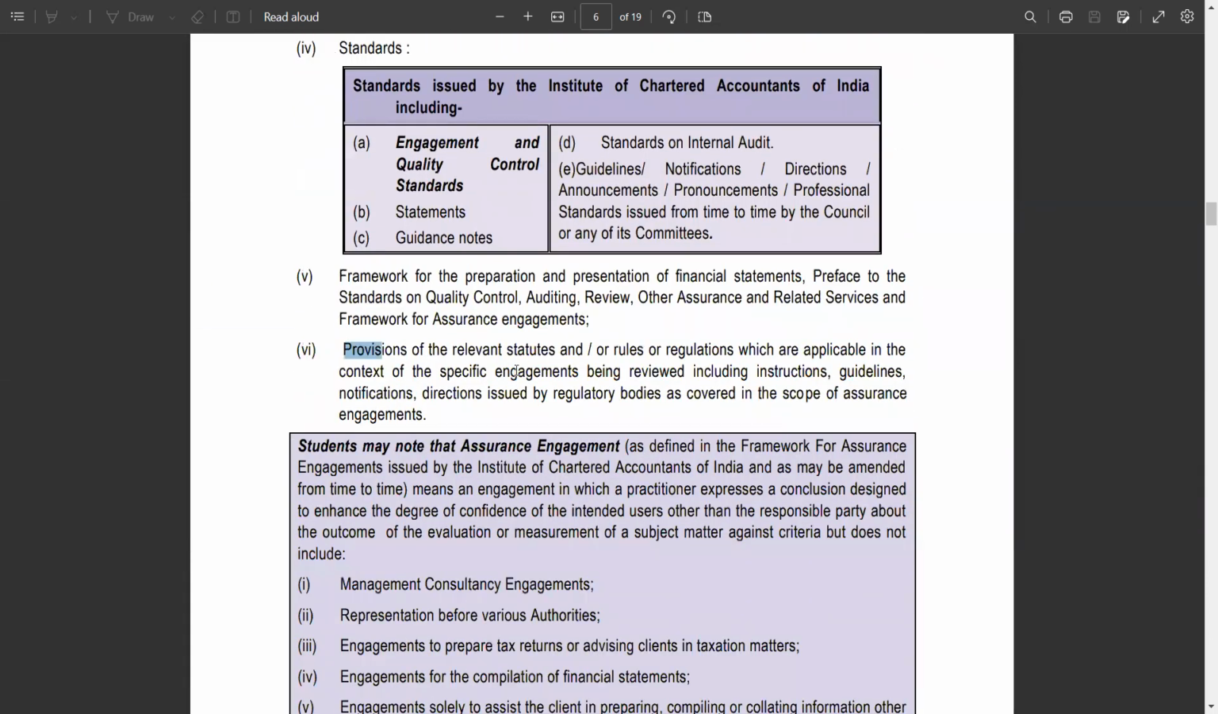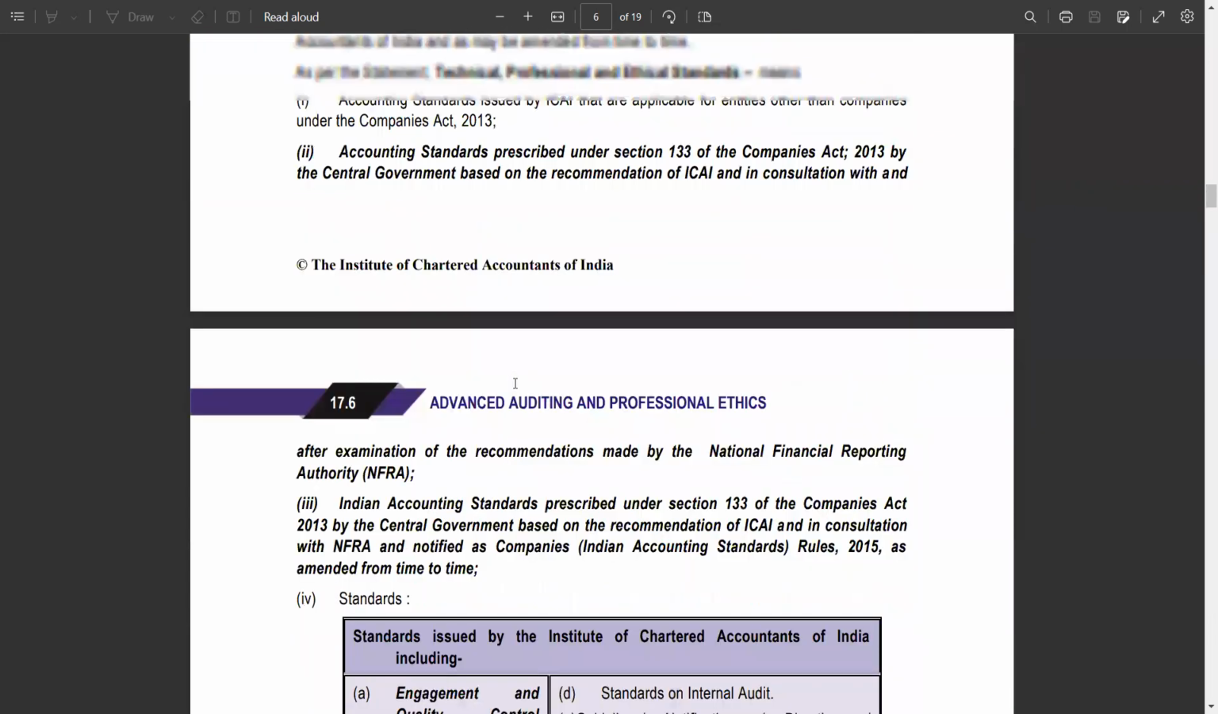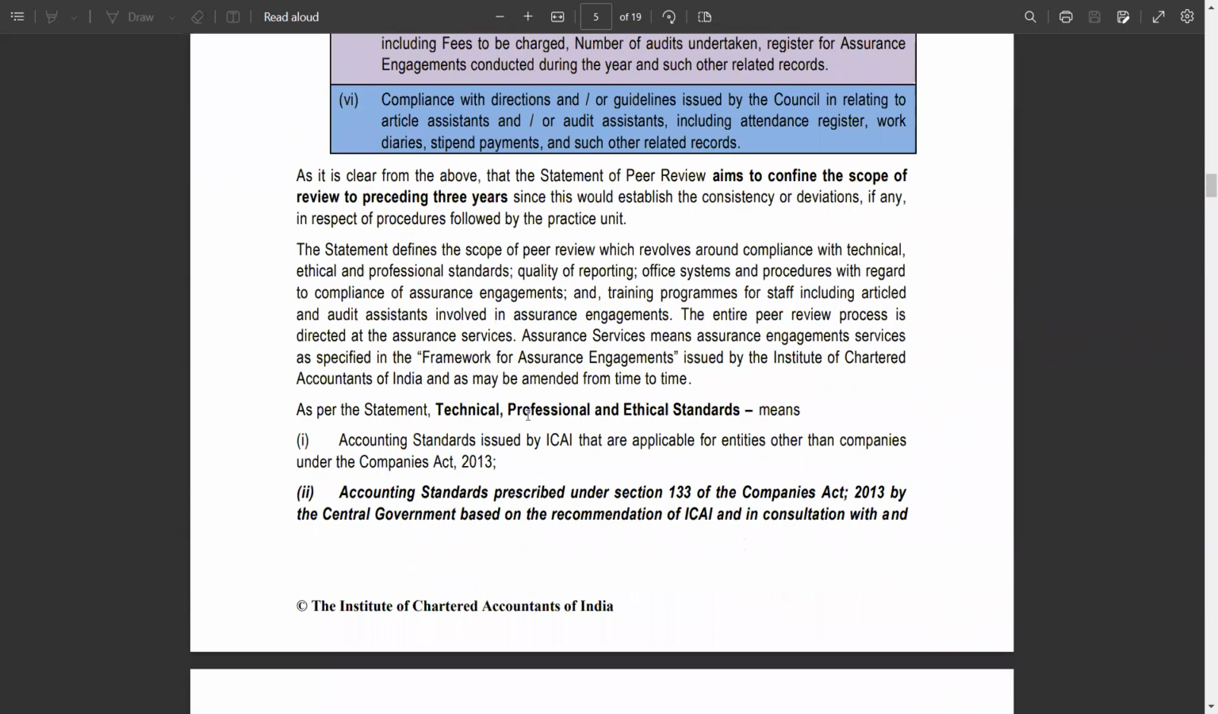This one. Provisions of relevant statutes or rules, regulations which are applicable in the context of specific engagements being reviewed, including instructions, guidelines, notifications, directions issued by regulatory bodies as covered in the scope of assurance engagement. So this is a very simple, very easy question. Like, what are technical, professional, ethical standards?